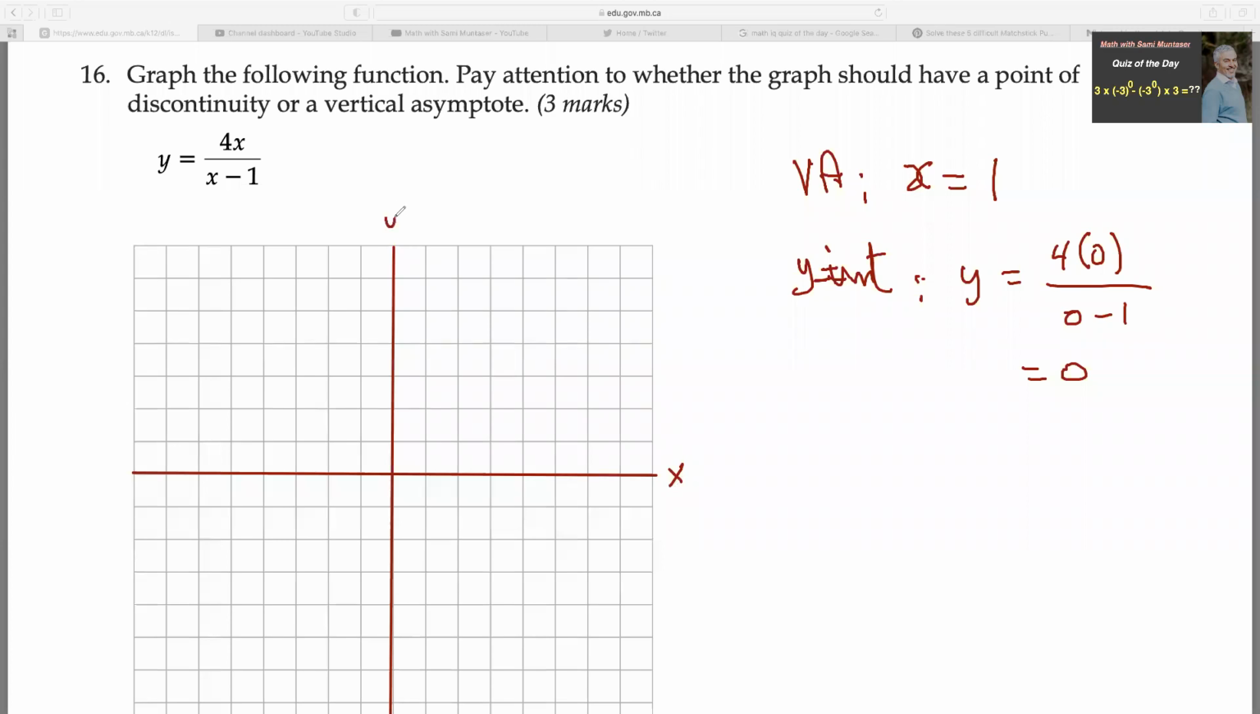X, y. Now my y-intercept is 0, so it's going to be right there. My vertical asymptote is at 1. There's no point of discontinuity. We have a vertical asymptote; the point of discontinuity is when top and bottom cancel, they create a hole in the graph, but that's not the case here.